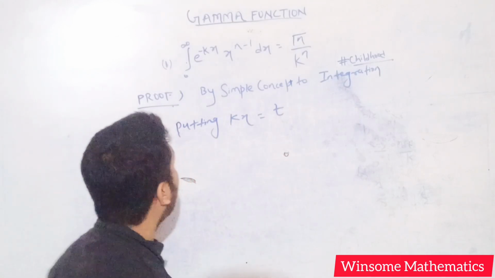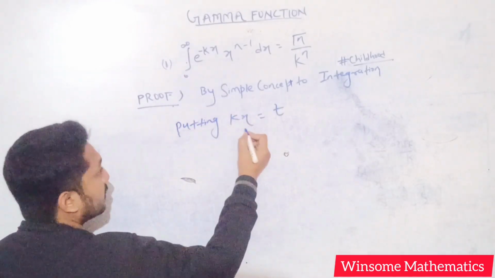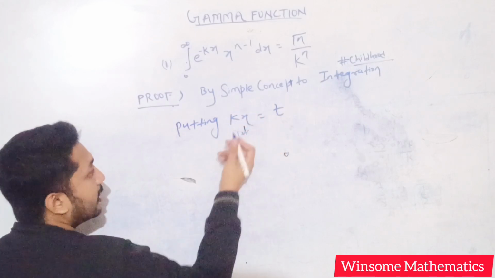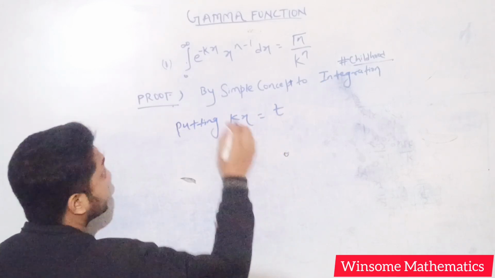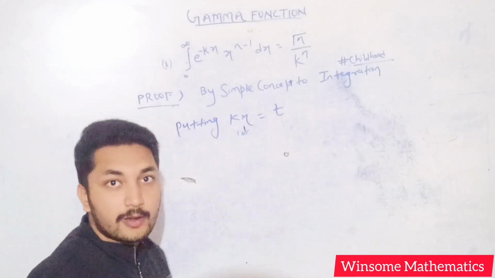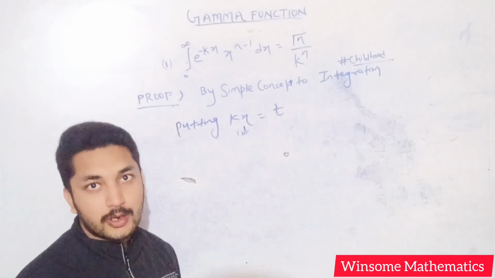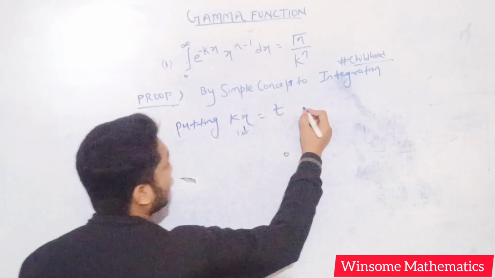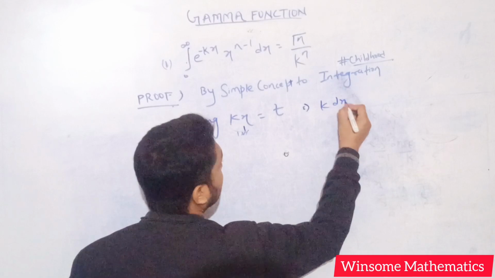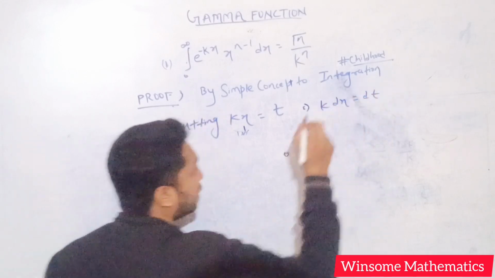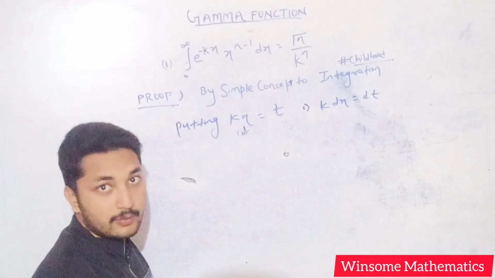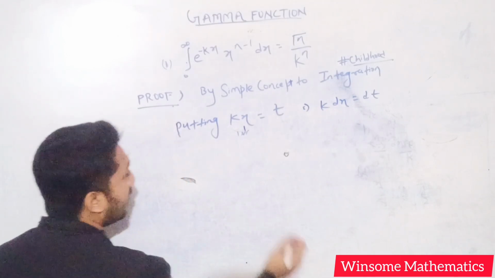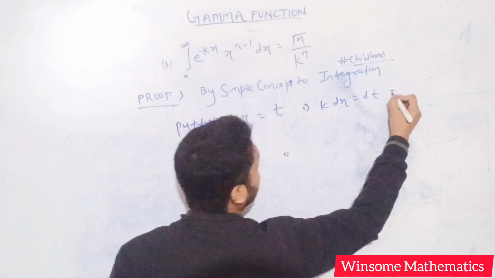As the lower limit is 0, whenever x becomes 0, this term becomes 0, so t will become 0. The lower limit is not changed, and in the upper limit when x becomes infinity, t also becomes infinity, so the limit is not changed. Now k dx is equal to dt. Any problem? No, simply we have differentiated x and t on both sides.